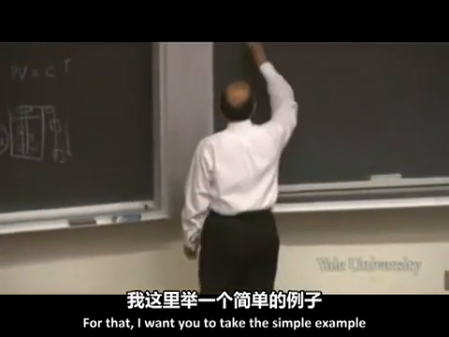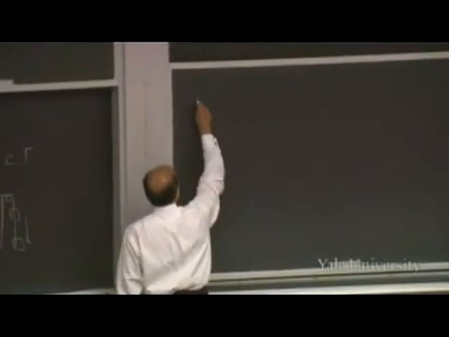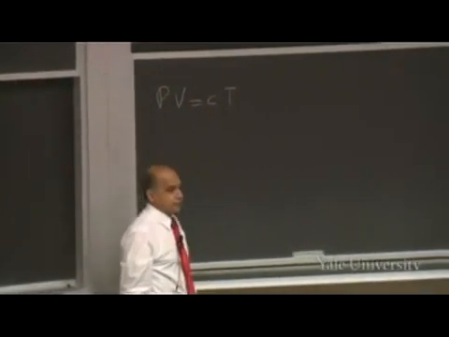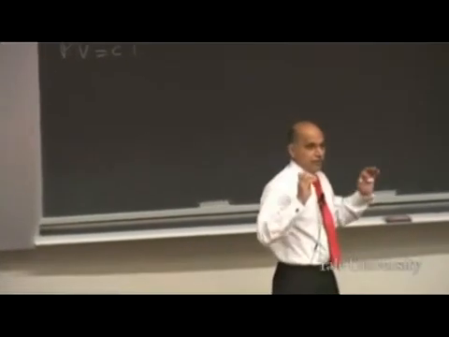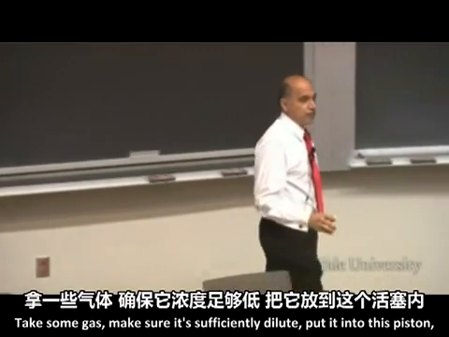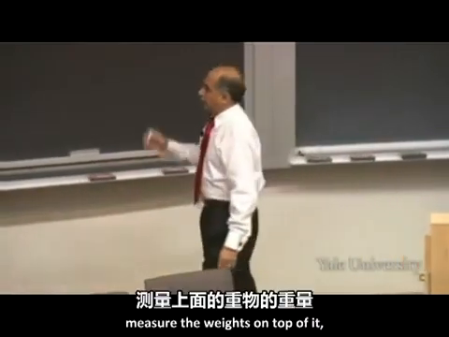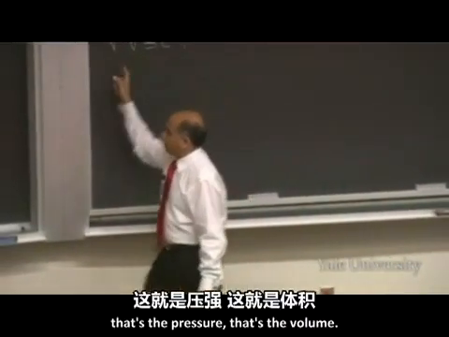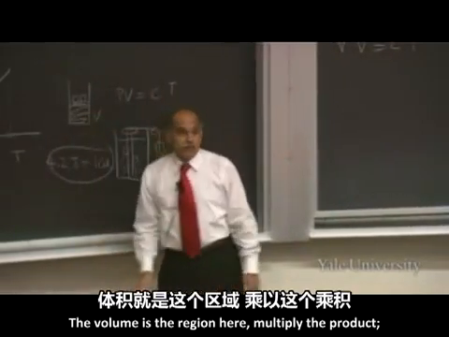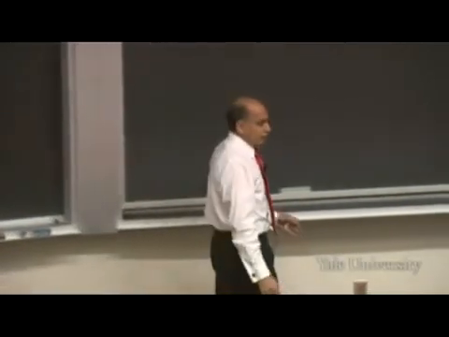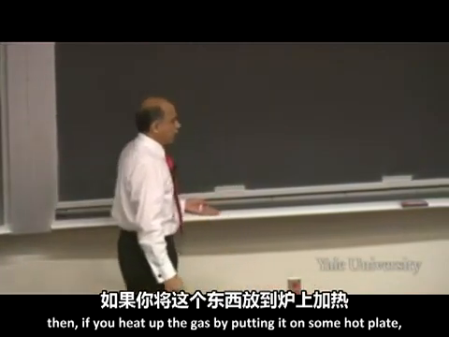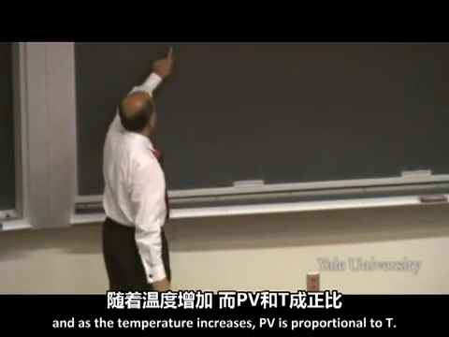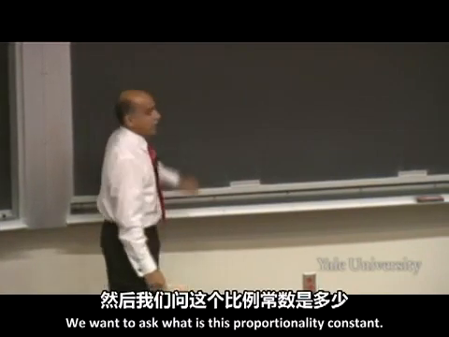For that, I want you to take the simple example where the temperature enters. That is in the relation PV equal to some constant times temperature. Do you know what I'm talking about? Take some gas, make sure it's sufficiently dilute, put it into this piston, measure the weights on top of it, divide by the area to get the pressure. That's the pressure. That's the volume. The volume is the region here. Multiply the product. Then, if you heat up the gas by putting it on some hot plate, you will find the product PV increases. And as the temperature increases, PV is proportional to T. We want to ask, what is this proportionality constant?